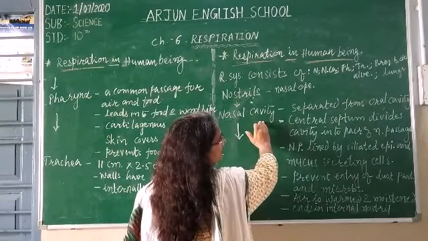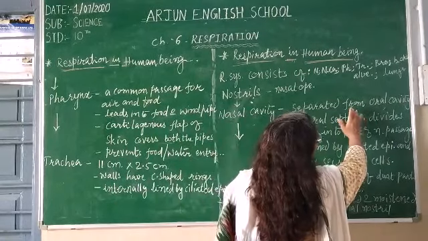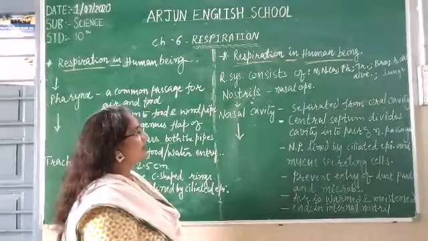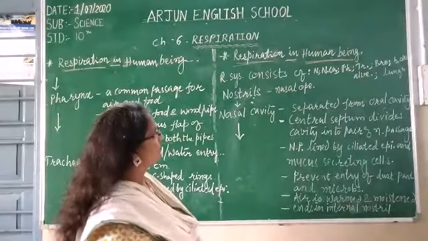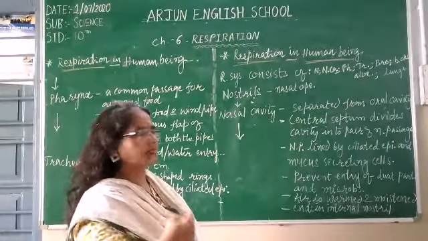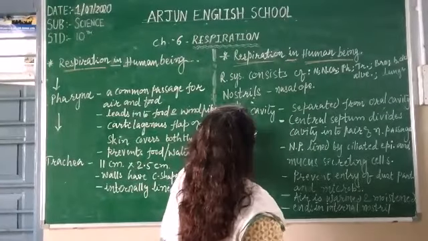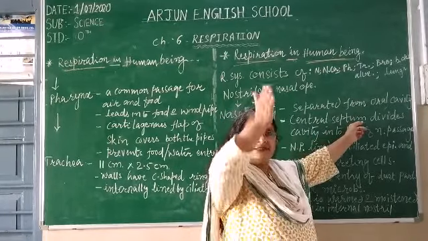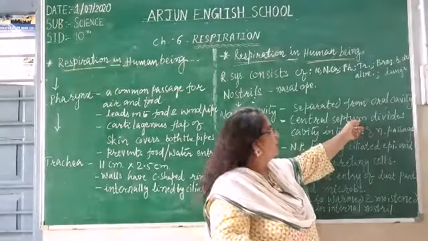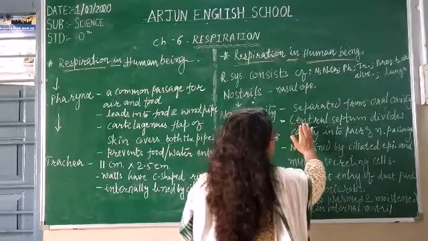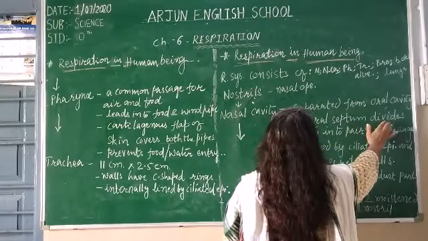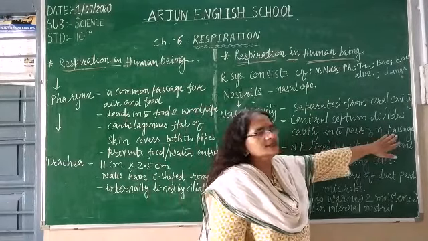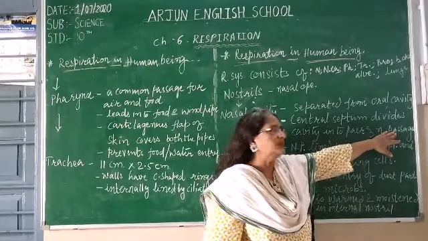The nasal cavity is separated from the oral cavity. It is totally different from the oral cavity. Oral means our mouth cavity. Then, this nasal cavity has a central septum. Septum means a curtain-like structure. It divides the cavity into a pair of nasal passages.